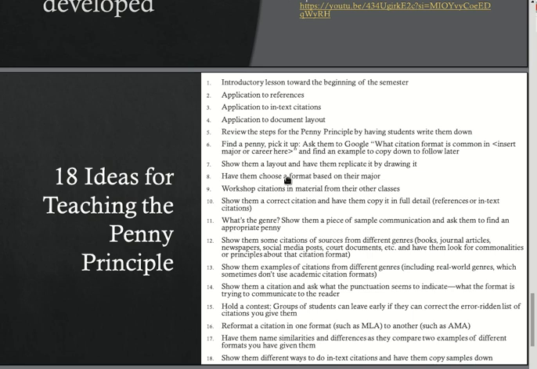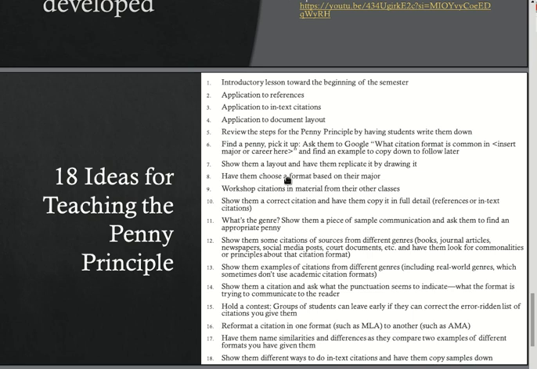Let's see, 6, find a penny, pick it up. Ask them to Google what citation format is common in their major or career, and find an example to copy down and follow later. 7, show them a layout and have them replicate it by drawing it. 8, have them choose a format based on their major. 9, workshop citations and material from their other classes. 10, show them a correct citation and have them copy it in full detail, reference or in-text citations. 11, what's the genre? Show them a piece of sample communication and ask them to find an appropriate penny.